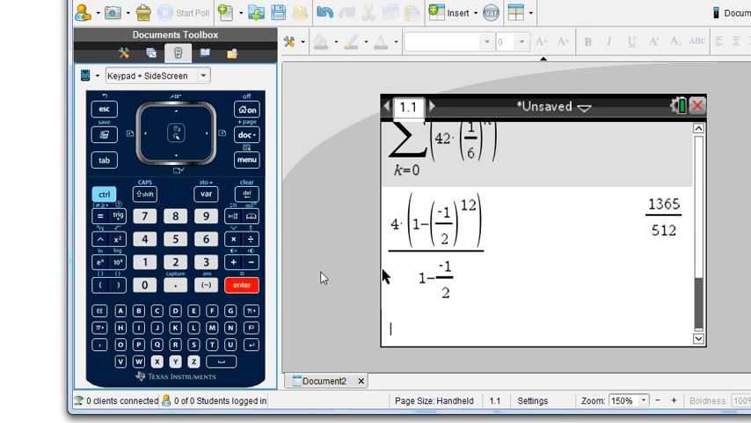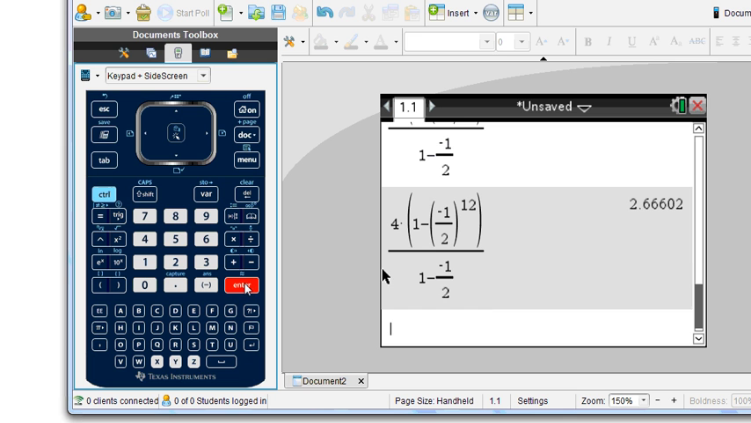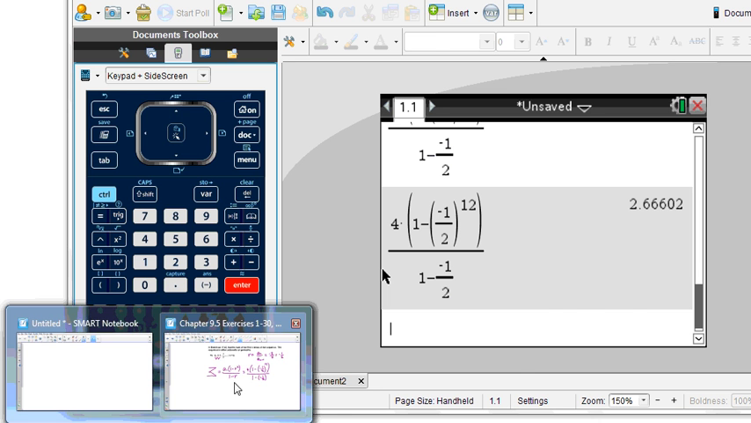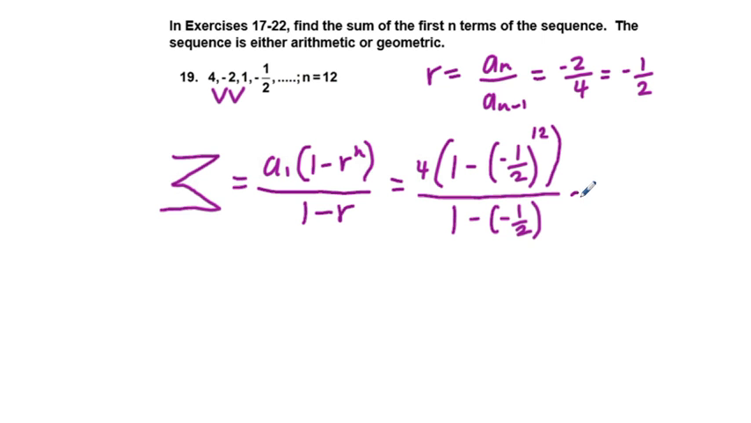So we get 1365 over 512, which decimalized equals 2.66602, approximately. And so this is going to be our answer, which is going to be our sum of these first n terms.